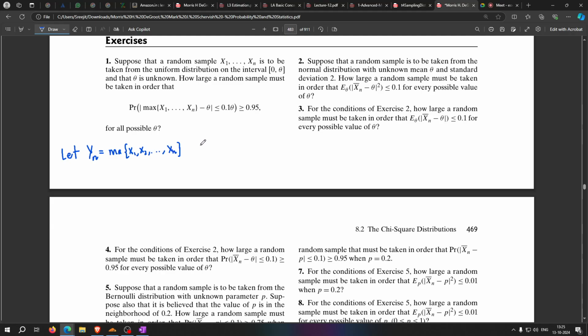Okay, so what do we need to find? We need to find a sample size such that |yn minus theta| is less than 0.1 theta. That is the estimate that I am making, and the true parameter. So that is not 10% away from the true parameter. It should be within 10% of the true parameter. That probability is greater than 95%.